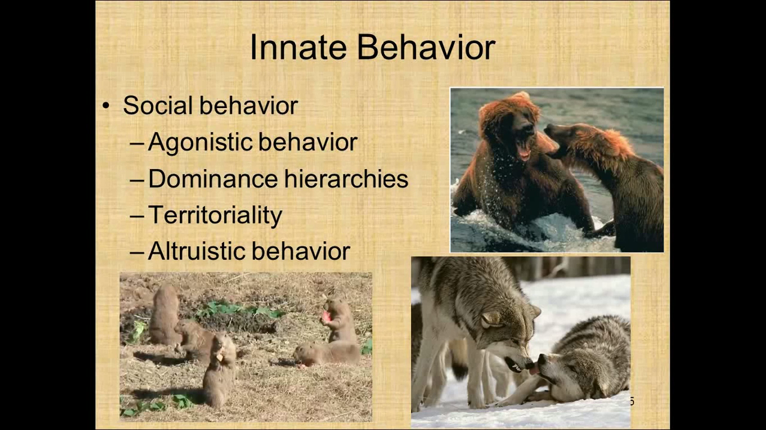The second is dominance hierarchies. In this case, the most dominant male or female will lead the group. They get the pick of the resources, they get the pick of the mates. The rest of the social group is then organized from the next most dominant down to the most submissive. This is usually decided by strength and size.